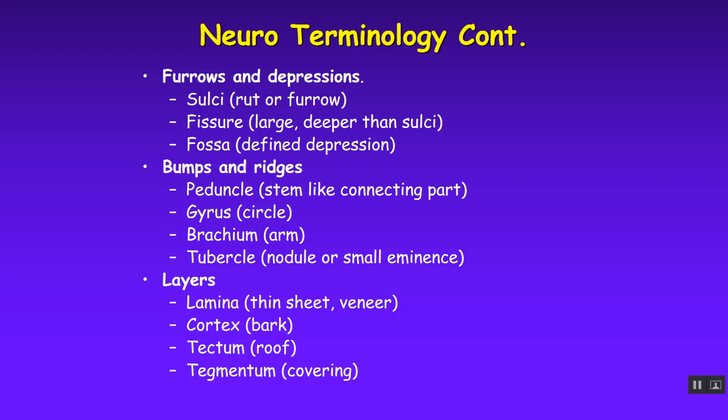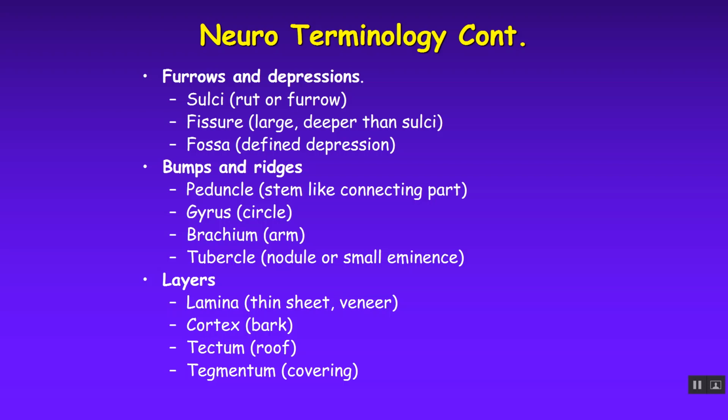We'll talk about a thing called the rhomboid fossa, which is in the back part of the brainstem. When you take the cerebellum off the back of the brainstem and look at it, there's a little depression there called the rhomboid fossa. It looks kind of rhomboid-shaped when you pull the cerebellum off. Just like you have a fossa in your bones, some of that terminology carries over to the musculoskeletal system as well.